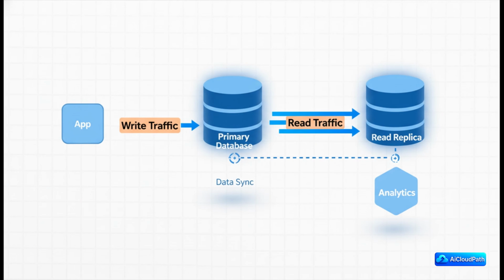And this illustrates another really powerful feature, read replicas. Let's say your app has tons of users who are just looking at information, like browsing products or reading articles. That's what we'd call a read-heavy workload. Well, you can send all of that traffic to a separate copy of your database, a read replica. This keeps your main database free and clear to handle the important writes, like new orders or user signups.